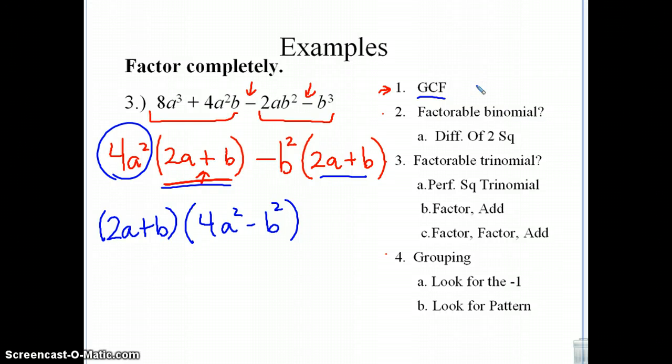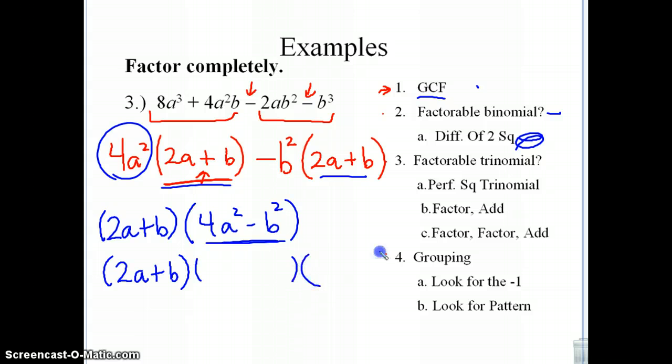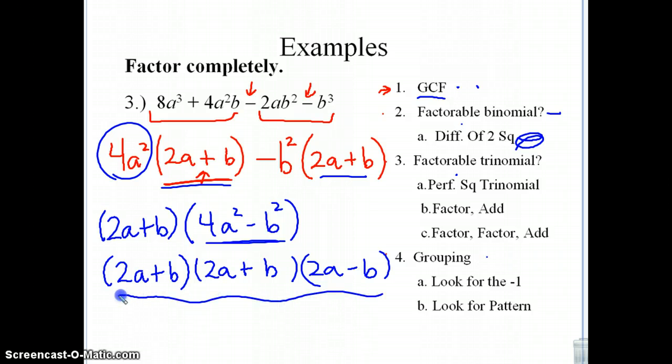I do not. Do I have a binomial? Yes, I do. I have a difference of two squares occurring right here. So I have to continue factoring. So I pull my first factor down, and I factor my second factor into 2a plus b, 2a minus b. Again, I start at the top of my list, check off each one of these, and note that I do not have any of those things occurring. So this is my final answer.